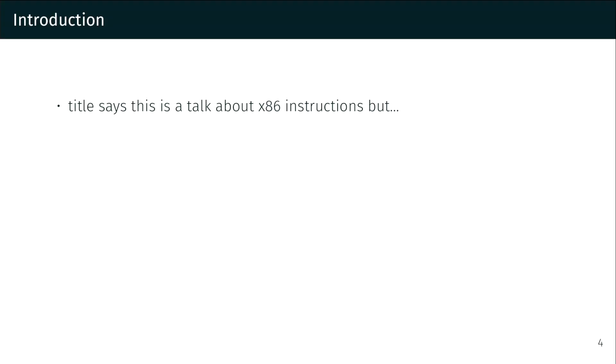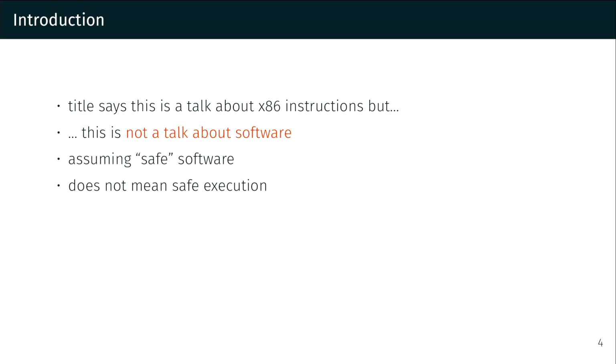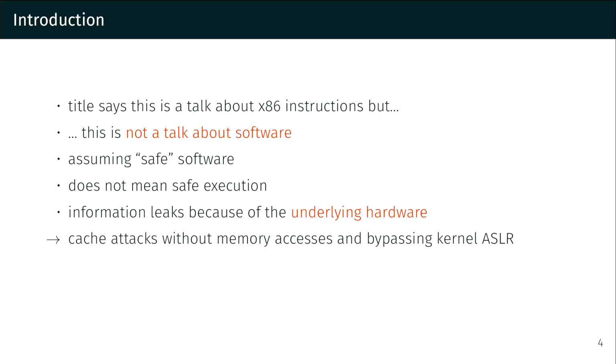So about this talk. The title says this is a talk about x86 instructions. But this is not a talk about software. Don't leave yet. I'm actually even assuming safe software, and the point that we want to make is that safe software does not mean safe execution. We have information leakage because of the underlying hardware, and this is what we're going to talk about today. So we'll be talking about cache attacks. What are they? What can we do with that? And also a special kind of cache attacks that we found this year: doing cache attacks without memory accesses, and how to use that even to bypass kernel ASLR.